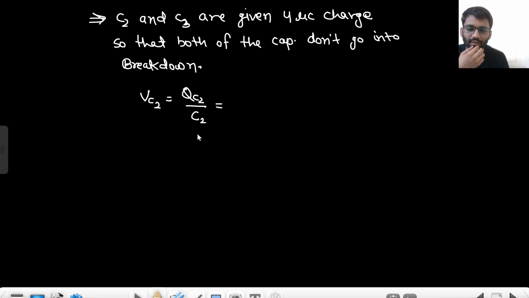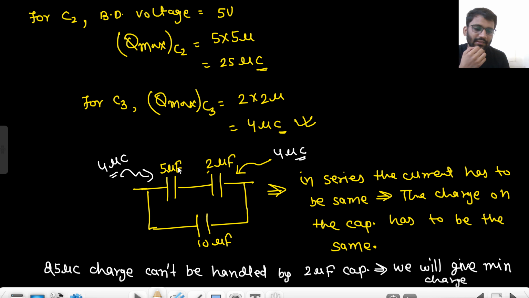So voltage would be Q by C, right? So tell me, what is the charge across the capacitor? That is 4 microcoulomb. Now why are we doing so? We will get the voltage across both of the capacitors, then the same voltage will be across this capacitor only, right? The addition of these two voltages will be the equivalent voltage across this capacitor, and from there we will get the charge. This is what we are doing.